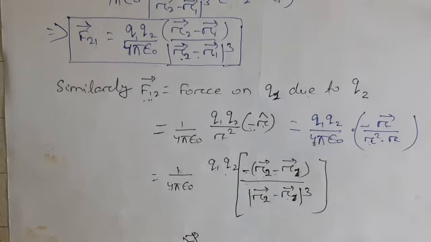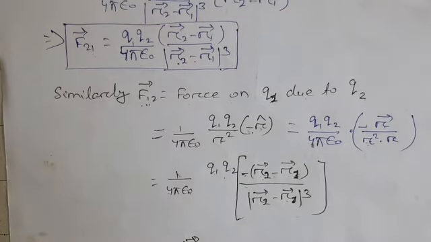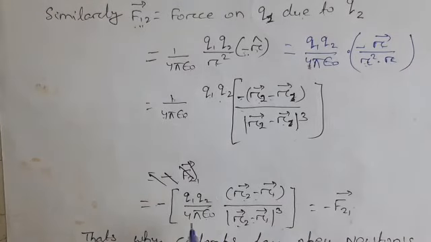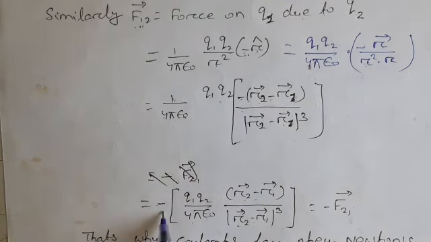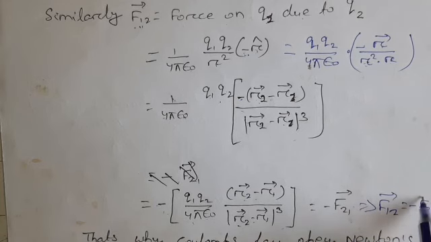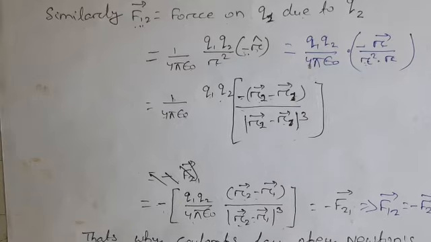See, F21 is equal to this much, same, this equal to this, but here minus sign. So I can write F12 equal to F21, and minus sign is here. So in place of this I will write F21 and minus is there. So what I will get, F12 vector is equal to minus of F21 vector.